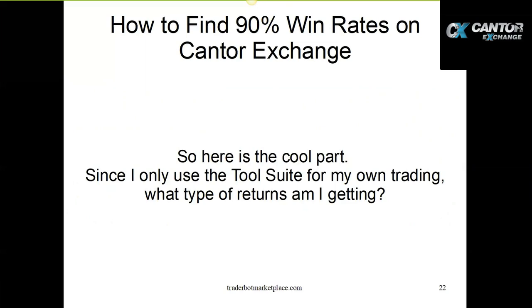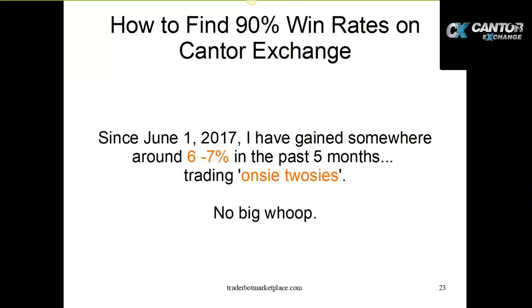So here's the cool part. Since I only use the tool suite for my own trading, what type of returns am I getting? Well, since June the 1st, 2017, which is about 5 months ago, I've gained about 6 to 7% in my account trading onesie twosies. Do you know what onesie twosies are? Peter, I'll get to that in a second. Hang on. Onesie twosies are trading a contract here, 2 contracts there, just little small contracts based upon my account size.